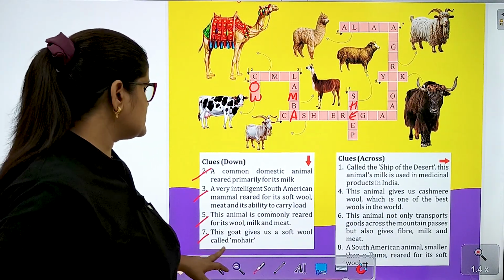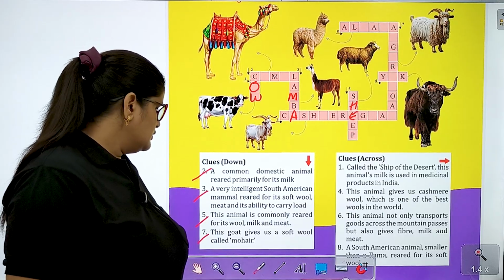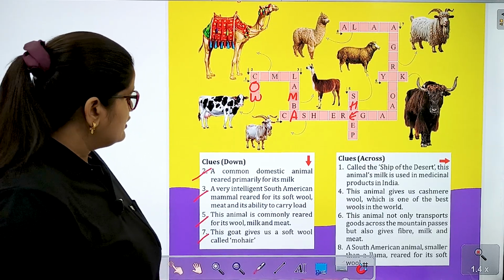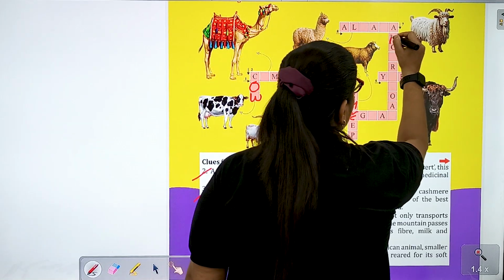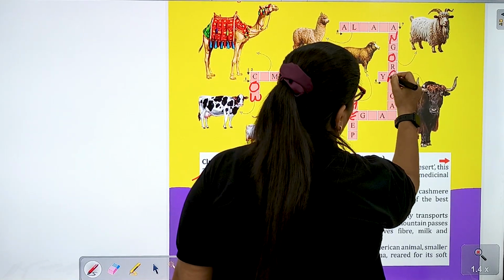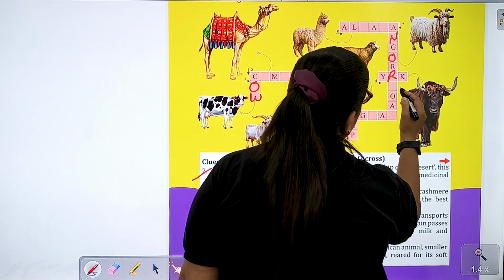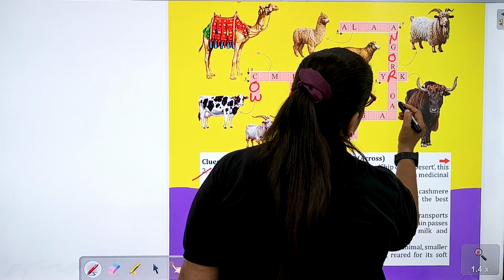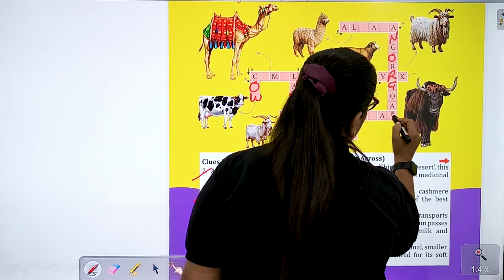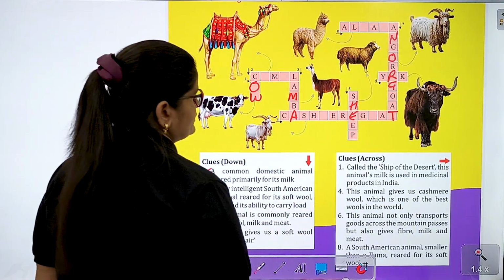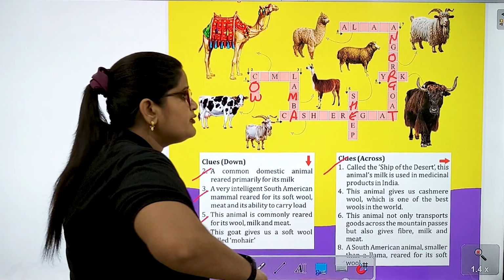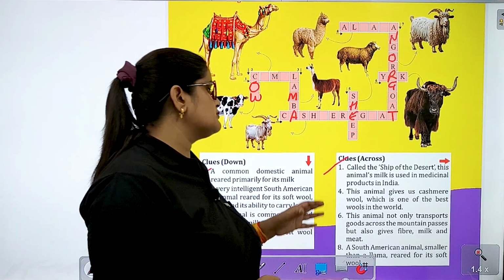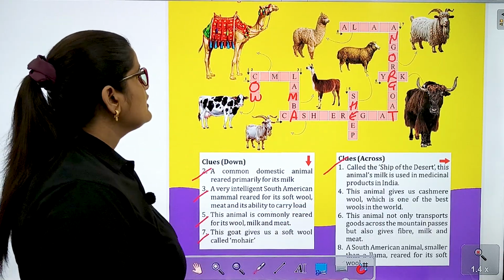Number 7, this goat gives us a soft wool called mohair. Angora goat. Number 1, called the sheep of the desert, this animal's milk is used in medicinal products in India. Camel.